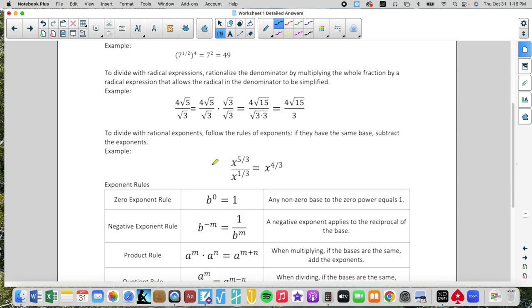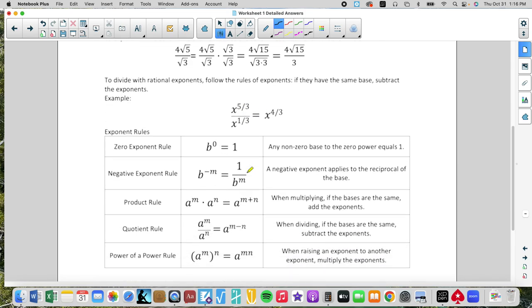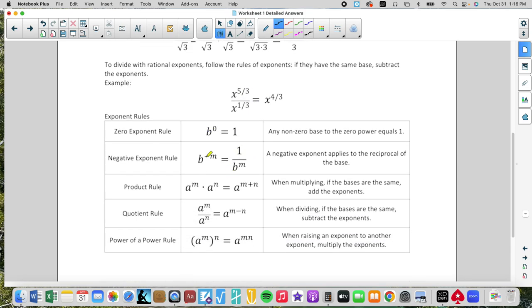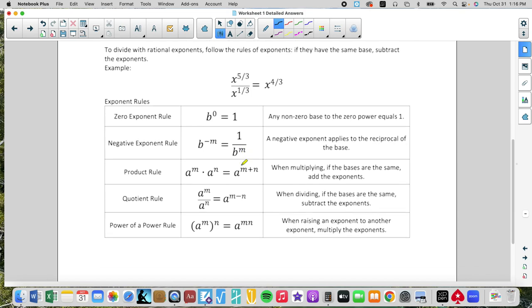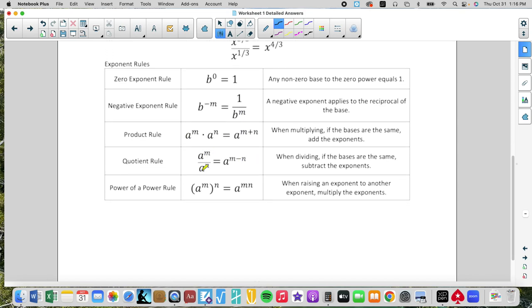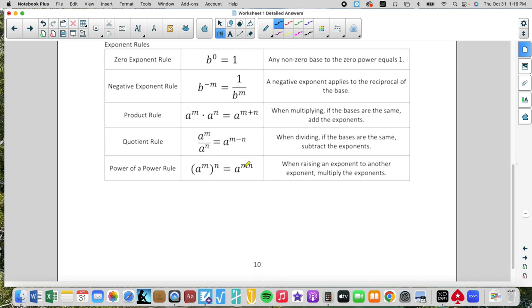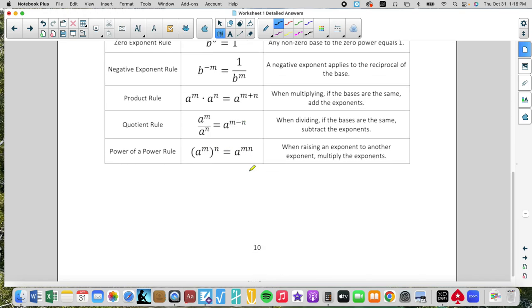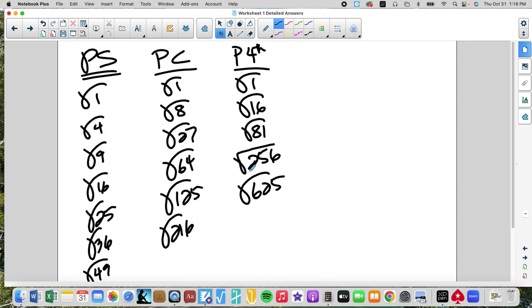That's rationalizing. When we divide, we subtract. Zero exponent rule. Negative exponents go to the denominator. Multiply like bases, you add their exponents. Divide like bases, you subtract their exponents. Power of a power, you multiply those exponents.